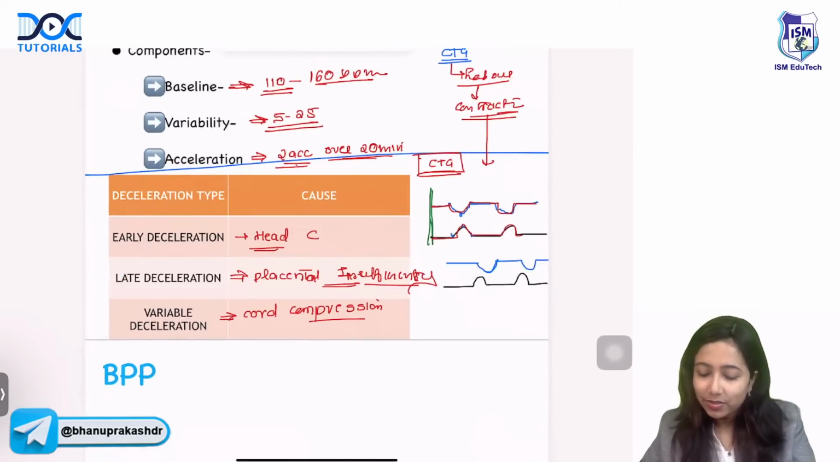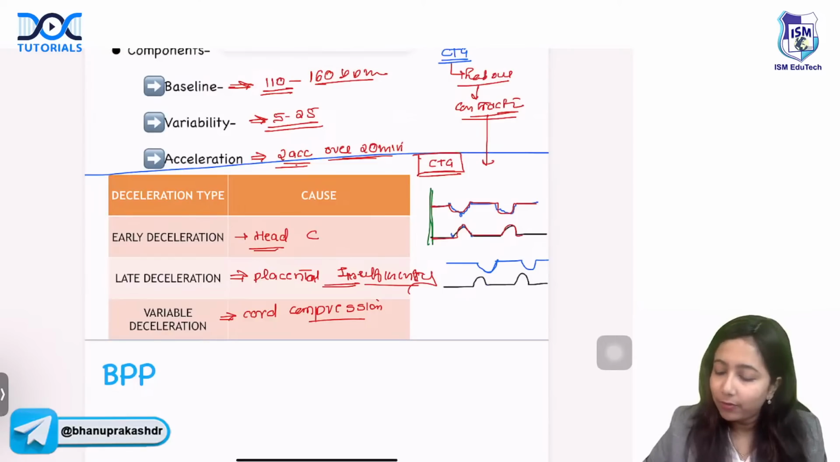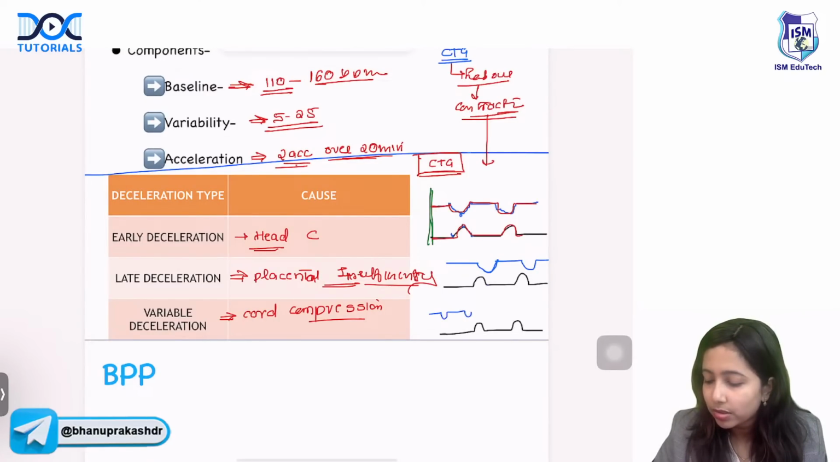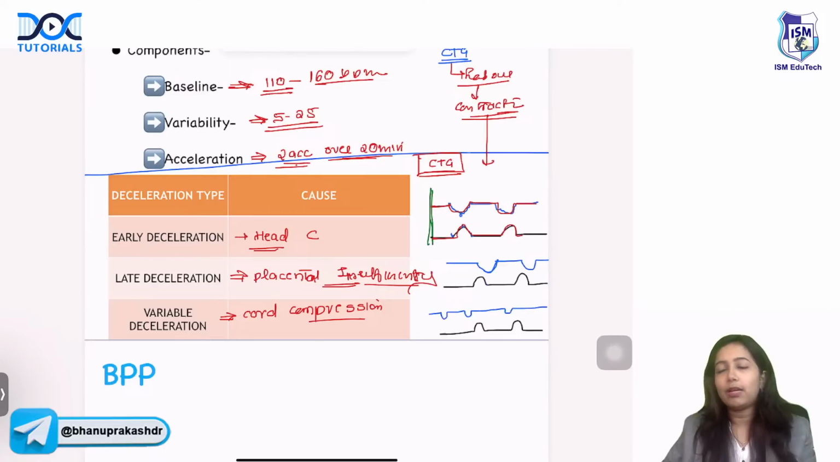Okay. So finally, for the variable deceleration, the graph will look something like this. You have the contraction graph and you have the deceleration, which has no association. It is going its own way, with absolutely no relation with the contractions which are present.